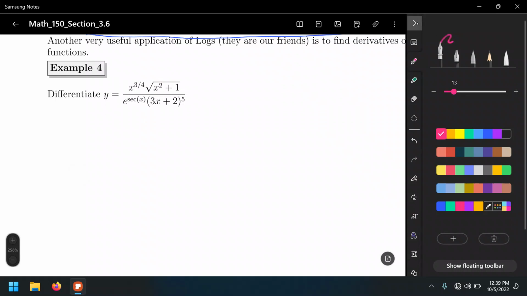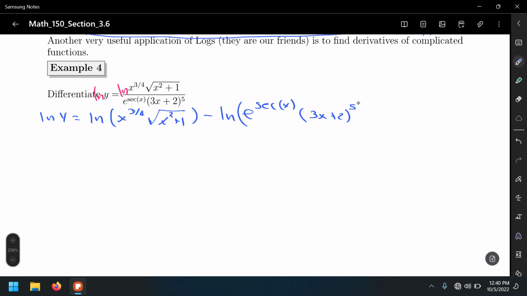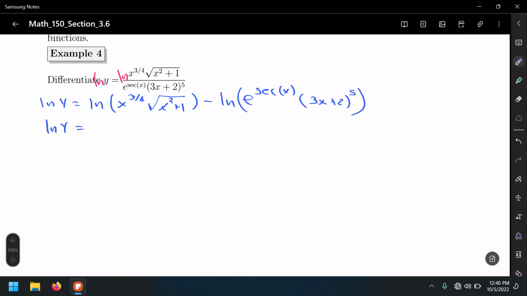And number 1, we're going to use the quotient rule of natural logs. So ln of y equals ln of the numerator, x to the 3/4 times square root of x squared plus 1, minus ln of e to the secant x times 3x plus 2 raised to the 5th power. Now, each individual term contains a product. So we're going to use the product rule for logarithms twice, once for this term and once for this second term. We're not differentiating yet, we're doing some algebra first.